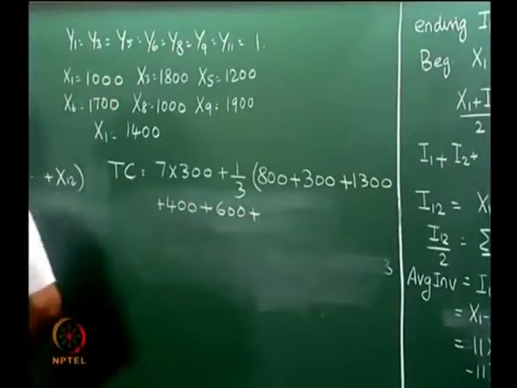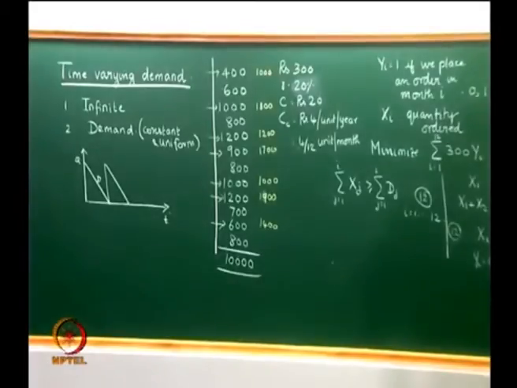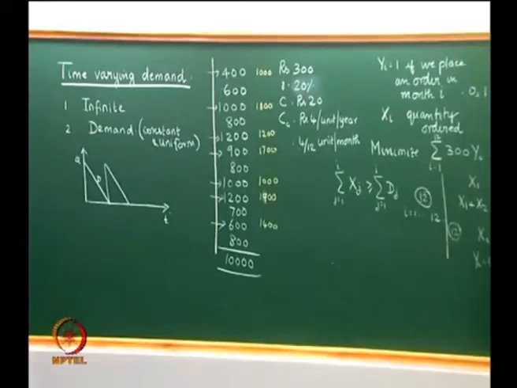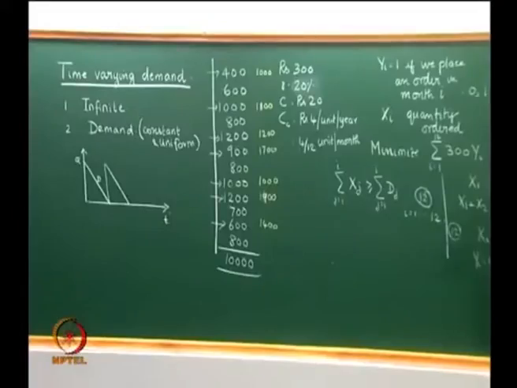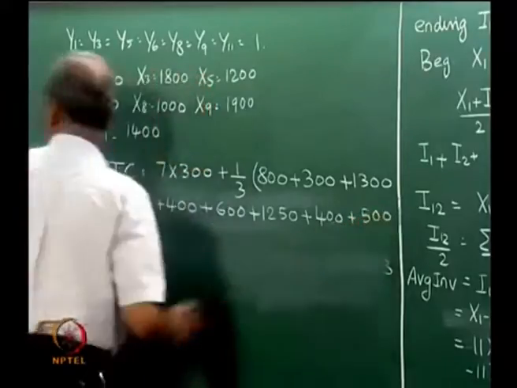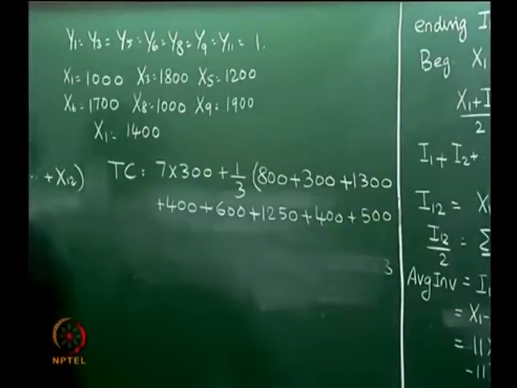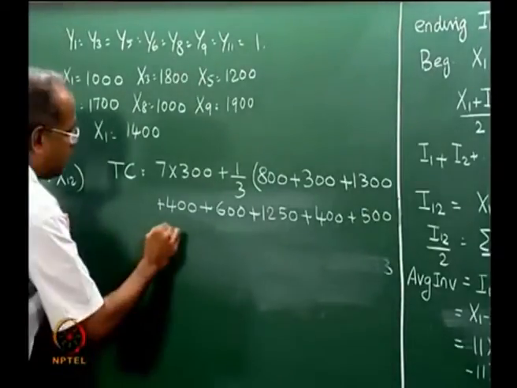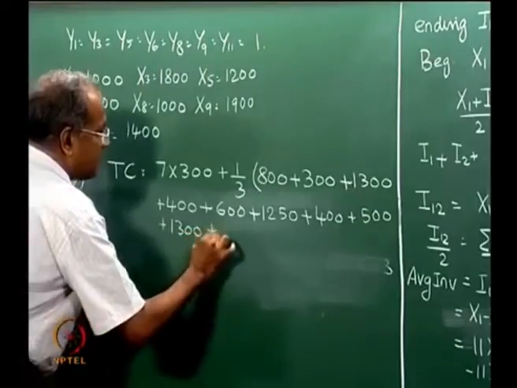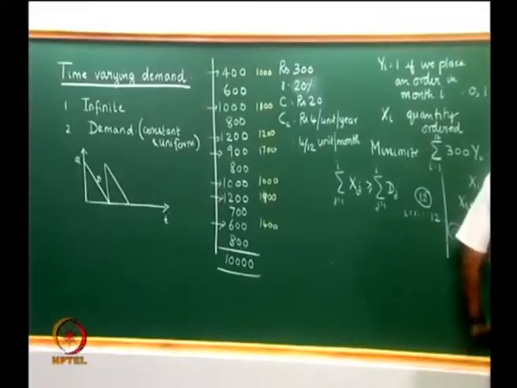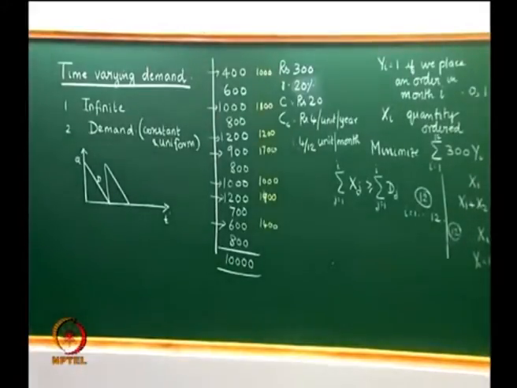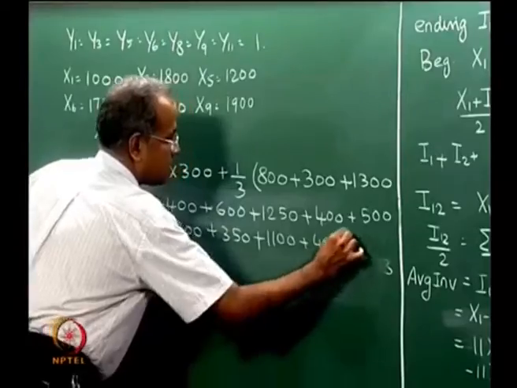Sixth month, 1700 plus 800 divided by 2, so 1250. 7th month will be 400, 8th month will be 500, 9th month is 1900 plus 700 divided by 2, 1300, 10th month is 350, 11th month is 1100 and 12th month is 400.